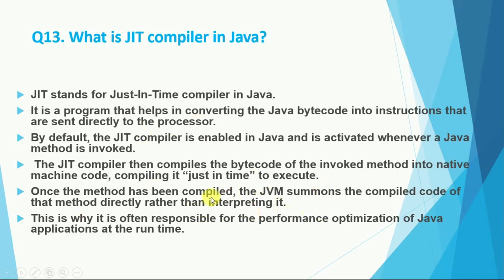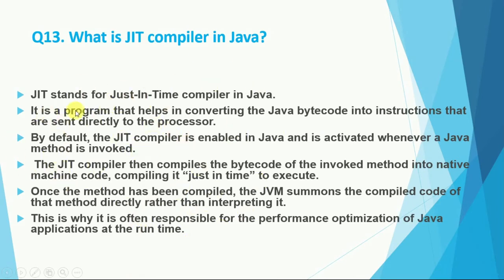By default, the JIT compiler is enabled in Java and is activated when our Java method is invoked. The JIT compiler then compiles the Java code of the invoked method into native machine code, compiling it just in time to execute. Once the method has been compiled, the JVM uses the compiled code of the method directly rather than interpreting it. This is why it is often responsible for the performance optimization of Java applications at runtime.